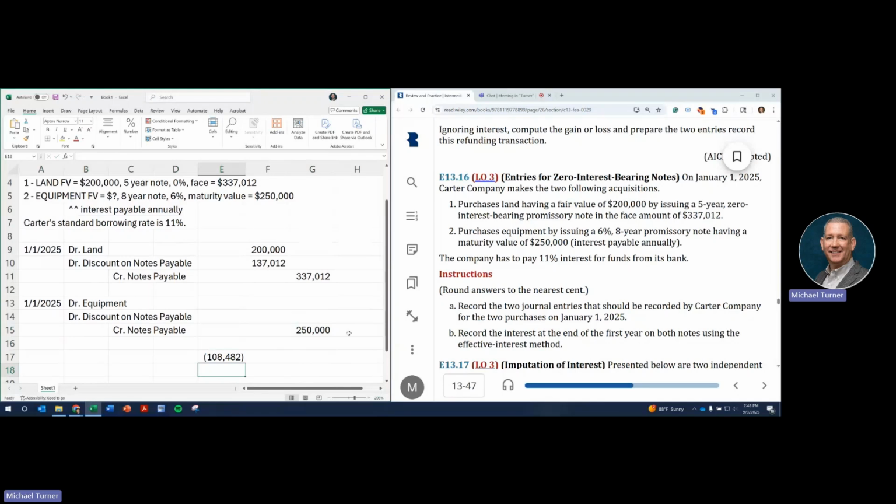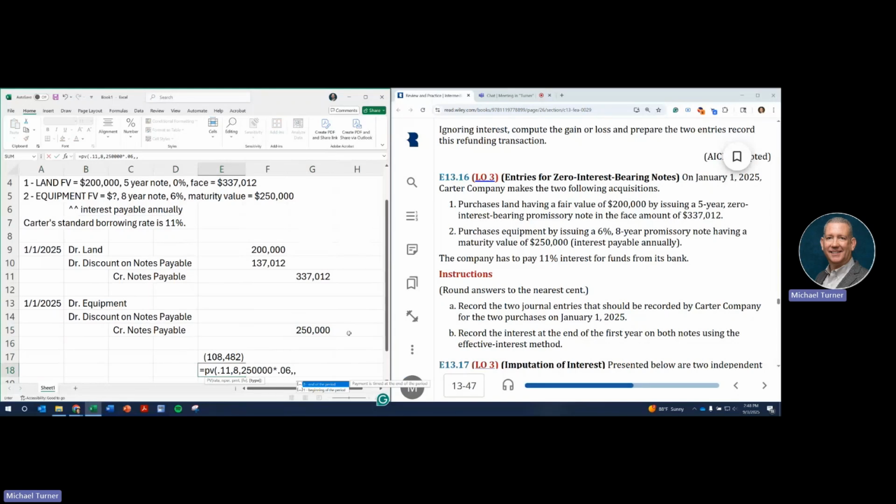But I also have an interest payment stream. So let's see, what is the present value of our interest payment stream? The same 11%. How many interest payments do I have to make? It says it's an 8-year note and interest is paid annually. So I have to make 8 payments. What is the amount of the payment? The amount of the payment is $250,000 times 6%. That's the stated rate. And I believe that's $15,000. We'll double check that in a minute.